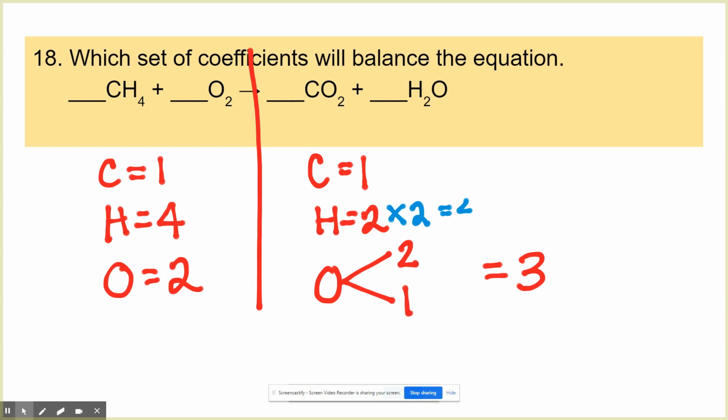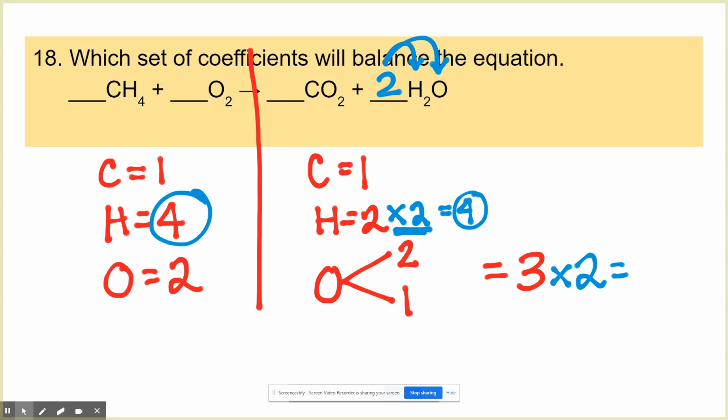2 times 2 gives me a 4. It's now equal. Guys, we're not interested in the 4. What we're after is the 2. That multiplier becomes your new coefficient. So put a 2 here. Check if that 2 multiplies anything else. So let's see. It multiplies the H, but again, it also multiplies the O. So do we just multiply the 3 by the 2 and get a 6?